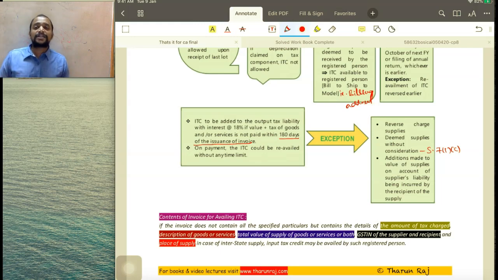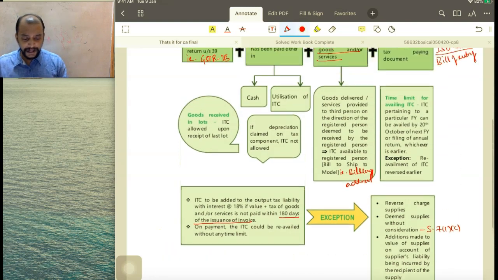Then, in valuation, remember one point. What is that? If the supplier's liability is met by the recipient, meaning the recipient is making payment to a third person, even though the payment is not made to the supplier, the payment is made to the third person, so this 180 days condition is not applicable in that case. These are the three exceptions where the 180 days point is not applicable.